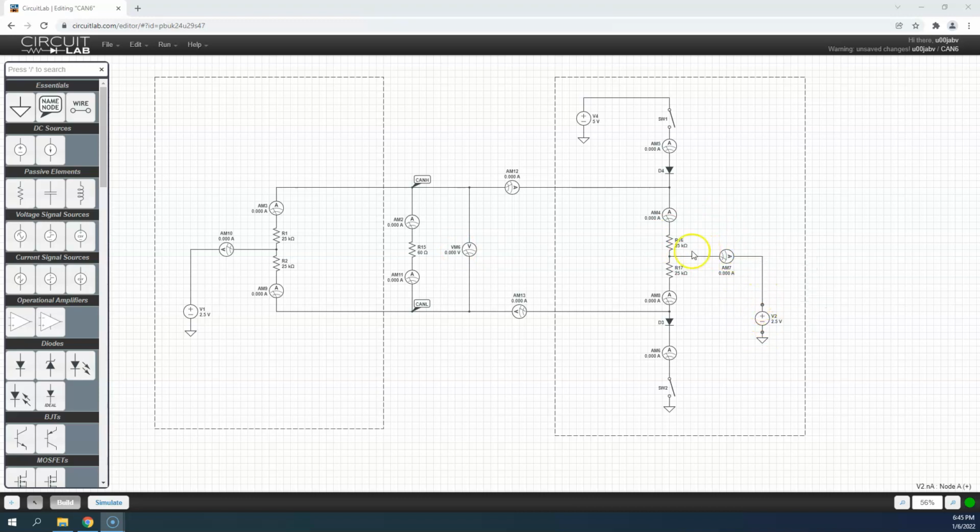So therefore, all both of these 2.5 volt supplies are going to do is drive both CAN high and CAN low, or I should say cause them to be at 2.5 volts with respect to ground.